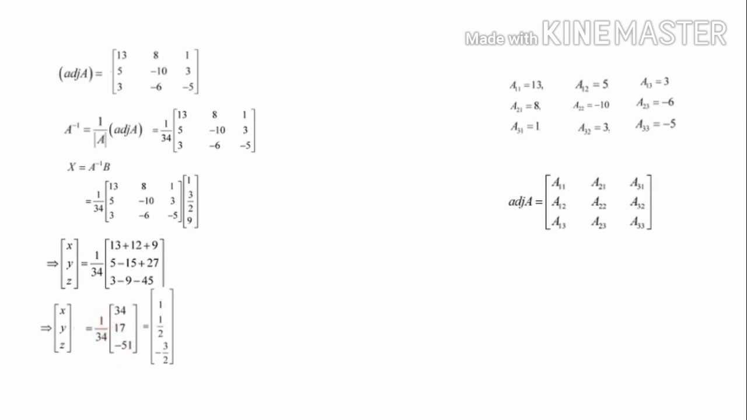1 by 34 into 34, the 34 cancels. We get 1. Next, 17 into 1 by 34. Here 17 and 34 cancel: 17 into 2 is 34. So the answer we have got is 1 by 2. Next is minus 51 into 1 by 34.